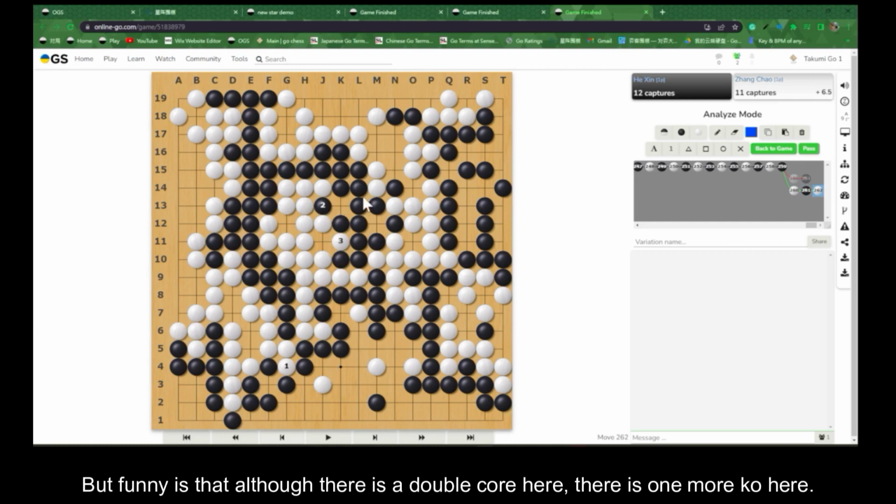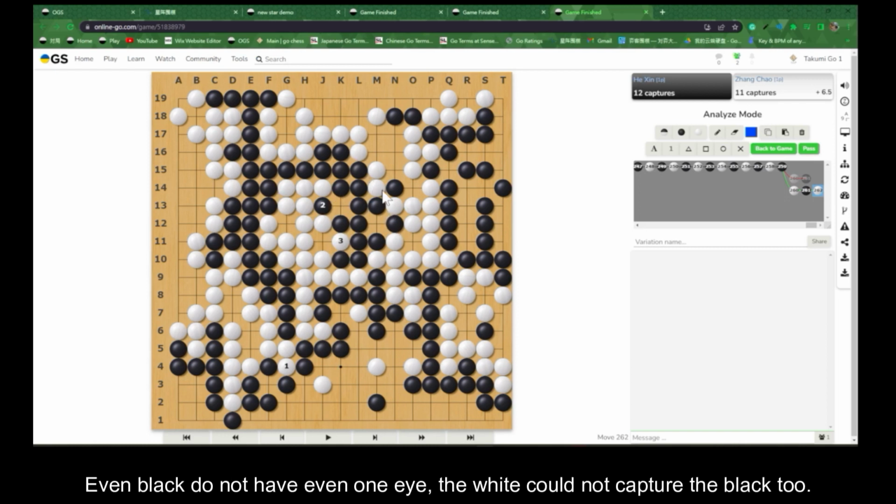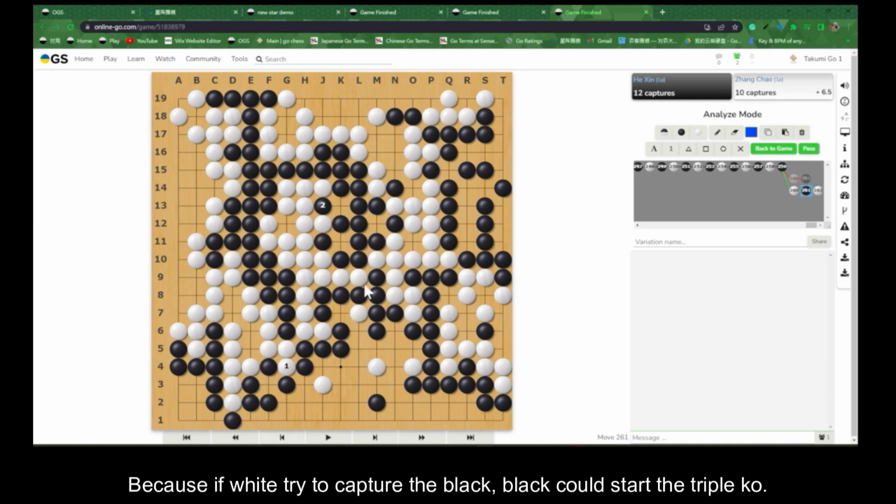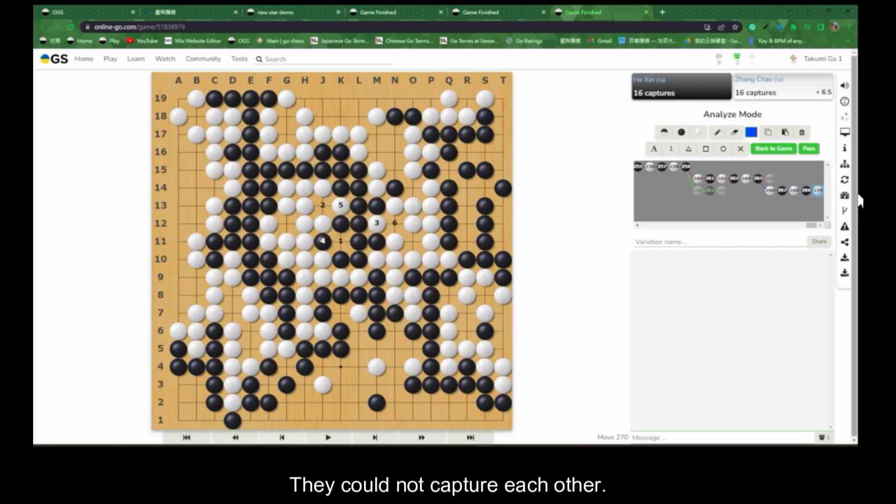But funny thing is that, although there is a double core here, there is one more core here. Even though black does not have even one eye, white could not capture black either. Because if white tries to capture black, black could start the triple core. They could not capture each other.